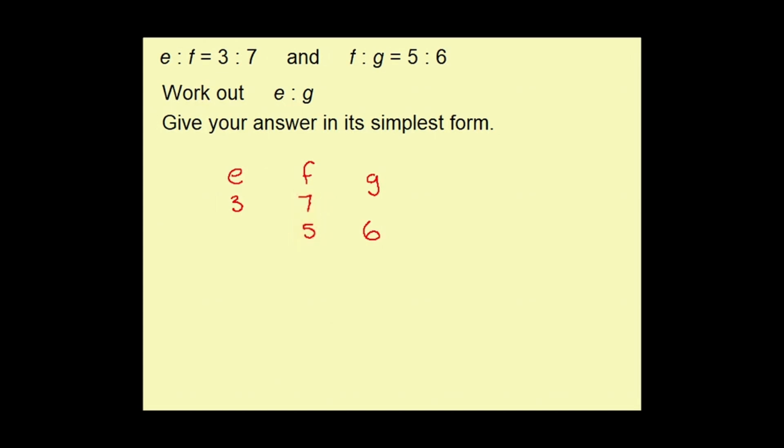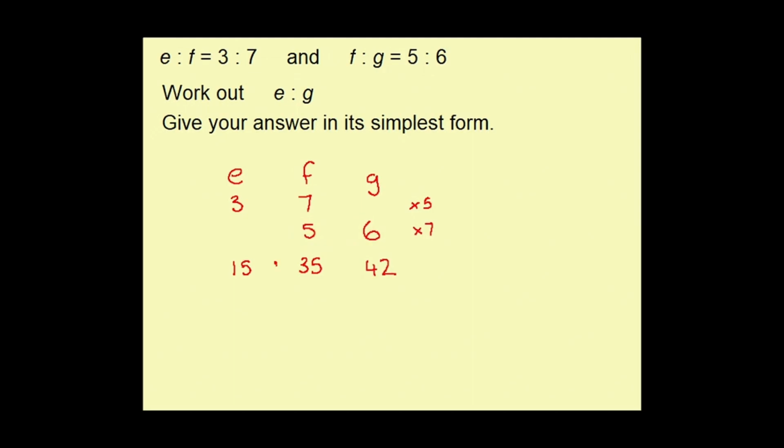Well, if I multiply 7 by 5, I get 35, and if I multiply 5 by 7, I get 35 as well. Remember this trick because it will always work for you. So now I can multiply this whole line by 5, giving me 15 and 35. And I can multiply this line by 7, giving me 35, which I've already got, and 42.